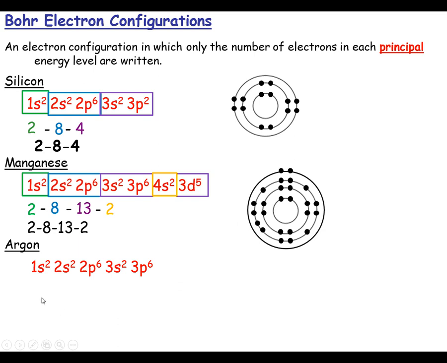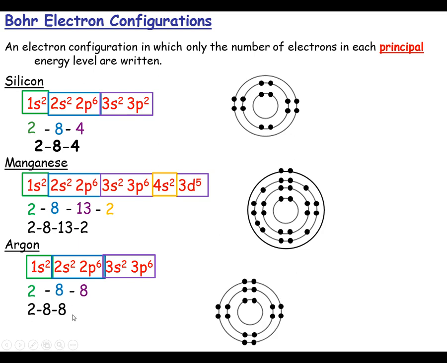Now argon has a kind of similar start to these two. We have 2 electrons in the first principal energy level, 8 in the second, and then we also have 8 in the third principal energy level. So the Bohr model for argon would have 3 rings around it, 2 dots in the first ring, 8 in the second, and 8 in the third. Now that is the Bohr electron configuration.